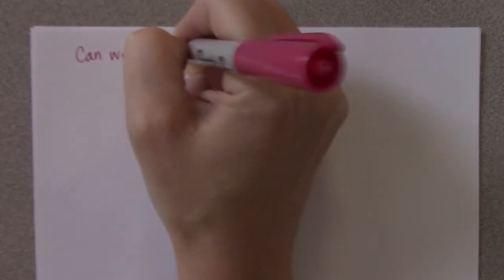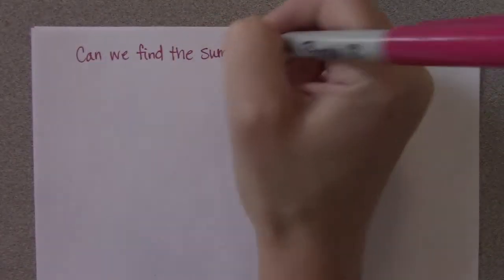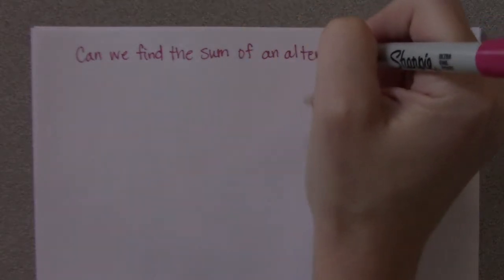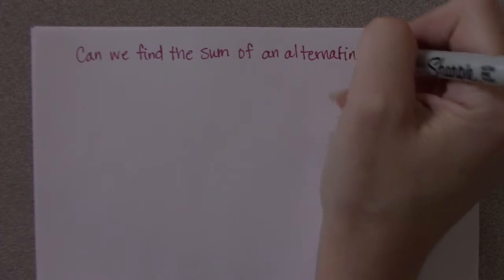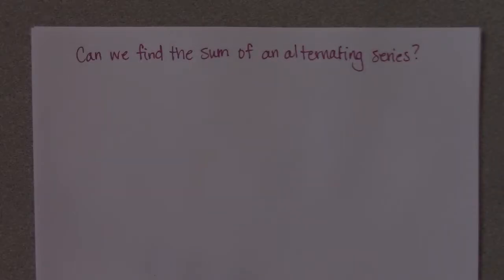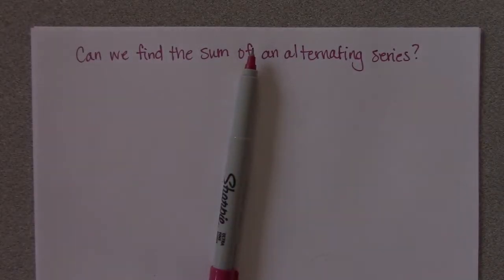can we find the sum of an alternating series? So not exactly. I mean, we can sometimes, right? But we can actually estimate it pretty closely, right?